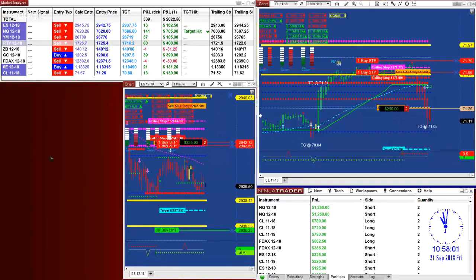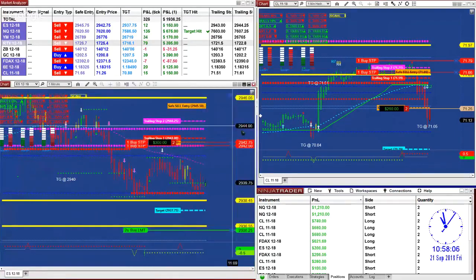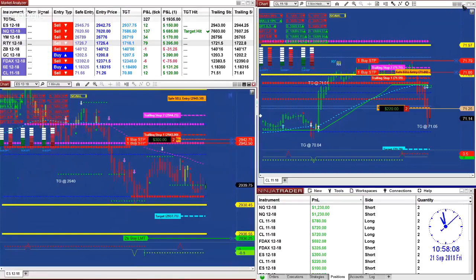I'm gonna take this one is over. And then we're gonna, it's too crowded. This is a very nice trade. Very nice. Beautiful.